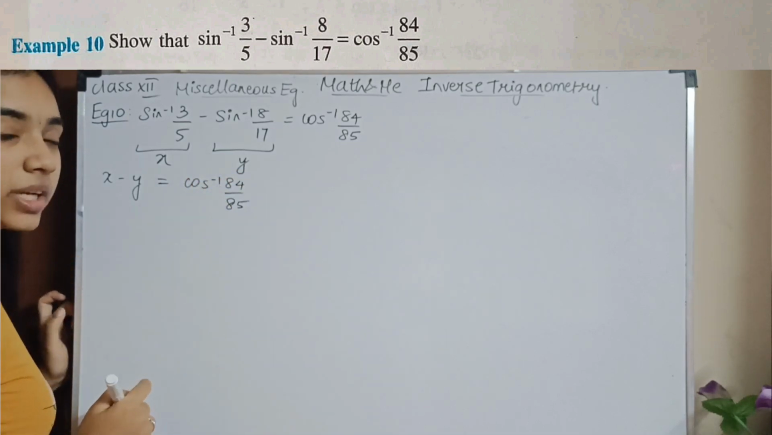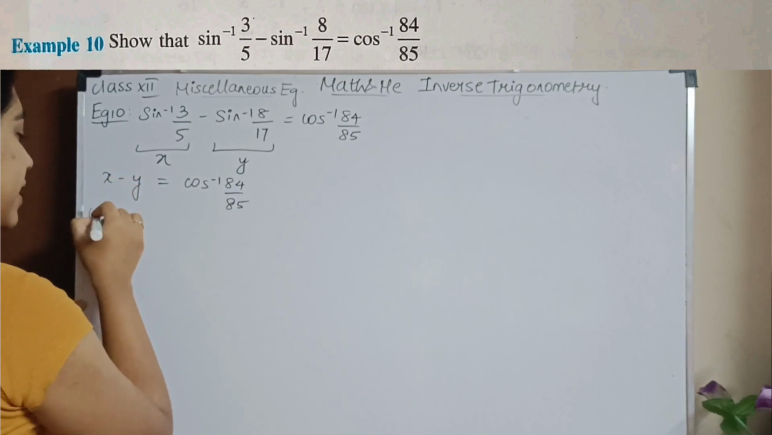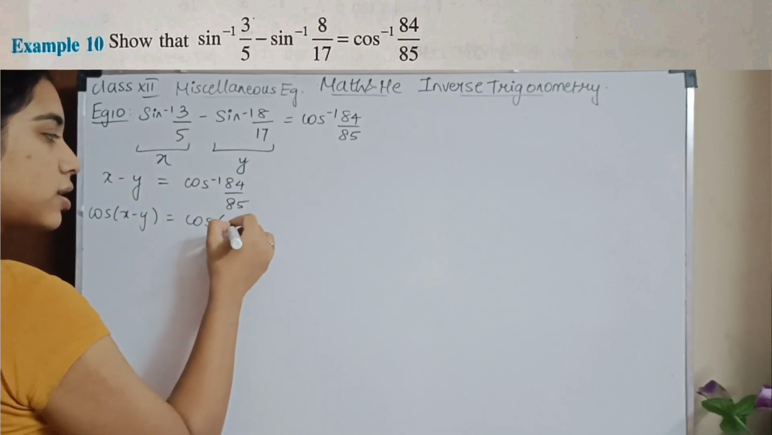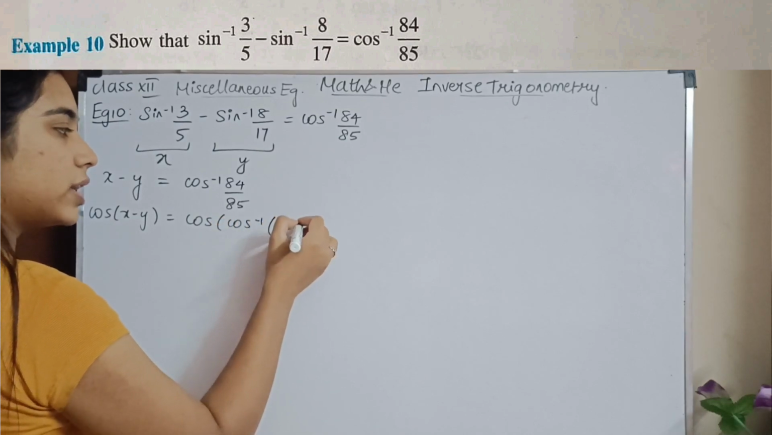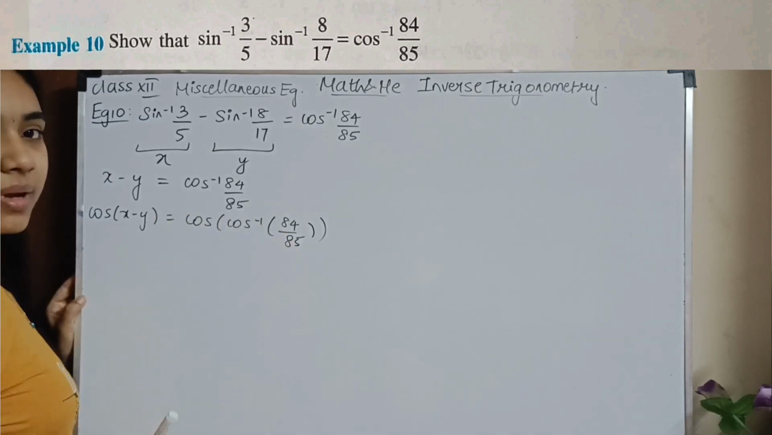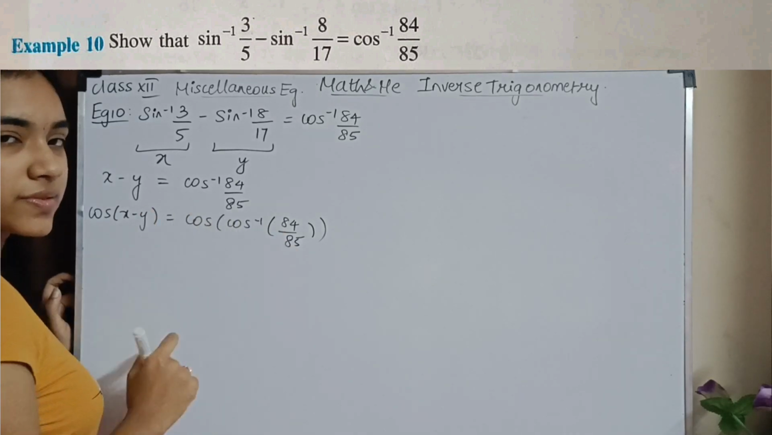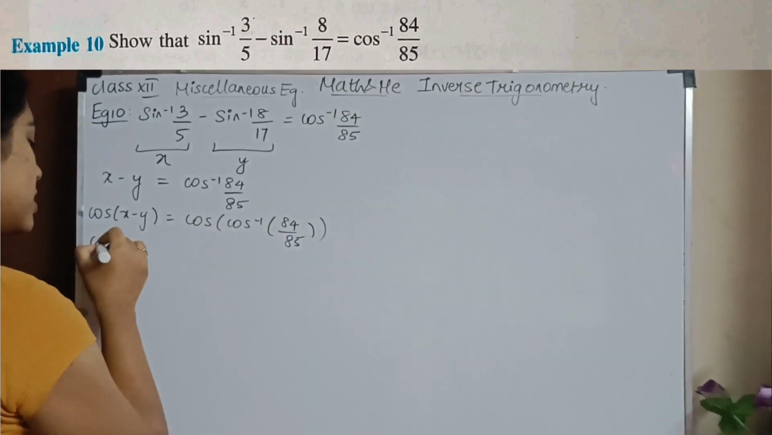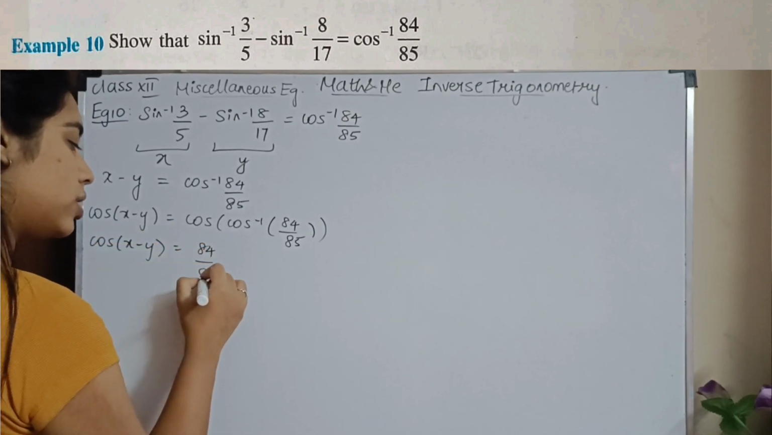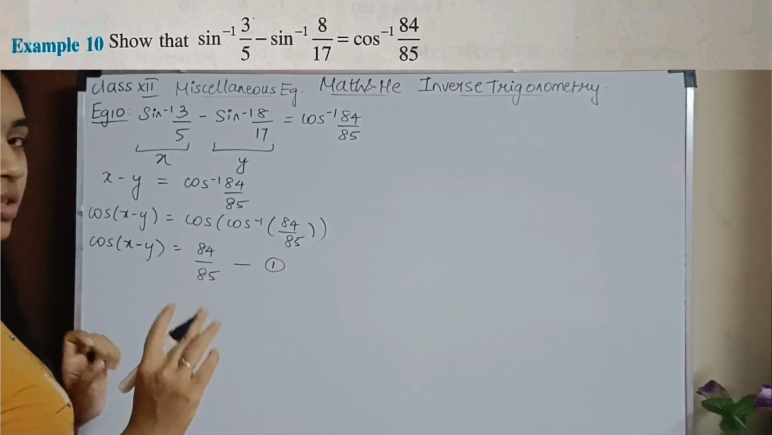Now what am I going to do? I'm going to take cos on both sides. So what will I have? Cos of x minus y is cos of cos inverse of 84 divided by 85. What is the cos of cos inverse of some value? It is the value itself. So what will I have? Cos of x minus y is going to be 84 divided by 85, in the equation.